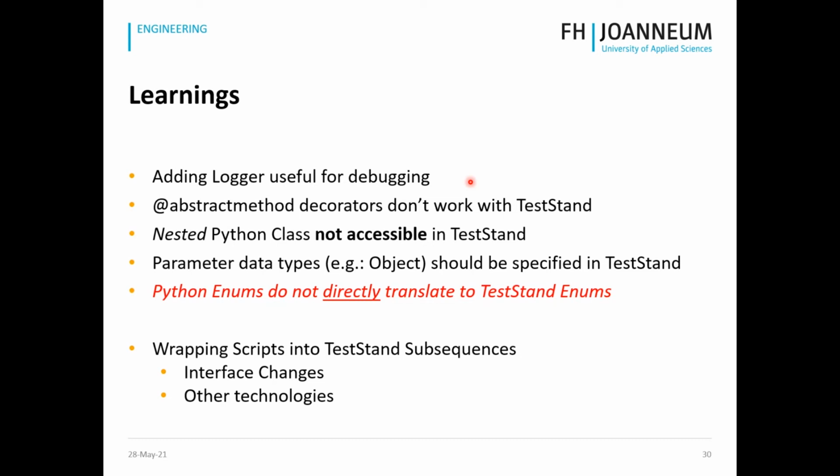Another finding was that, for those of you who are more familiar with Python, decorators exist, and you can basically tell a Python method that it should be abstract with the abstractmethod decorator. However, TestStand does not recognize this, and later does not understand that this is not implemented and that it should call a child instead, basically. So decorators are not detected from what I've seen.